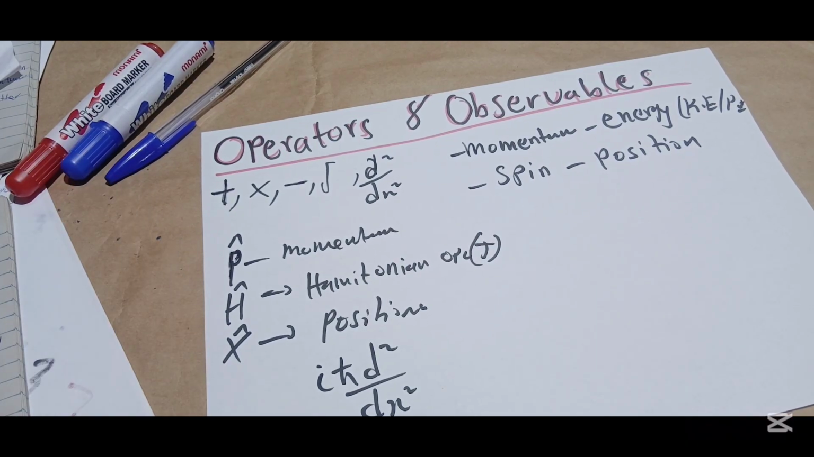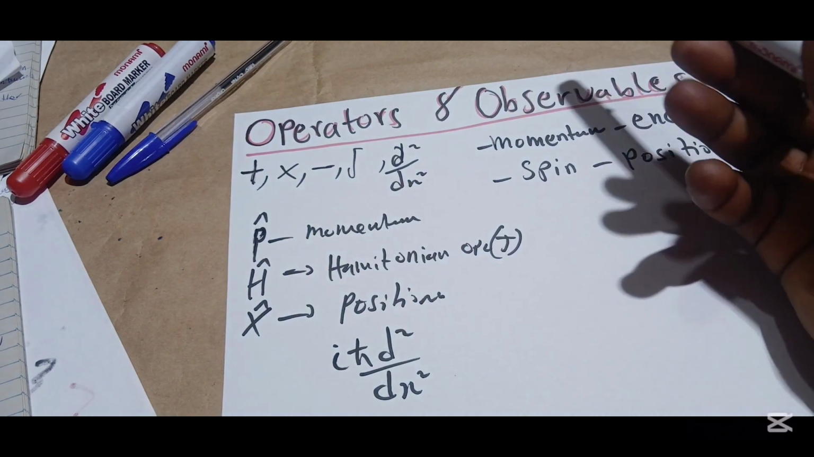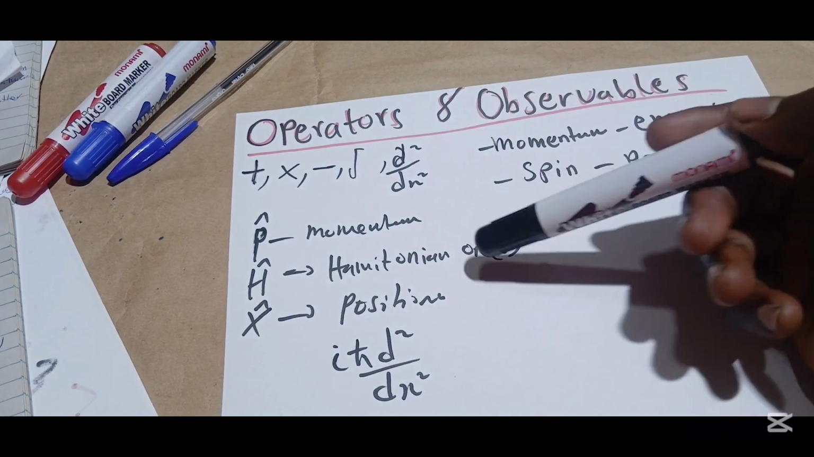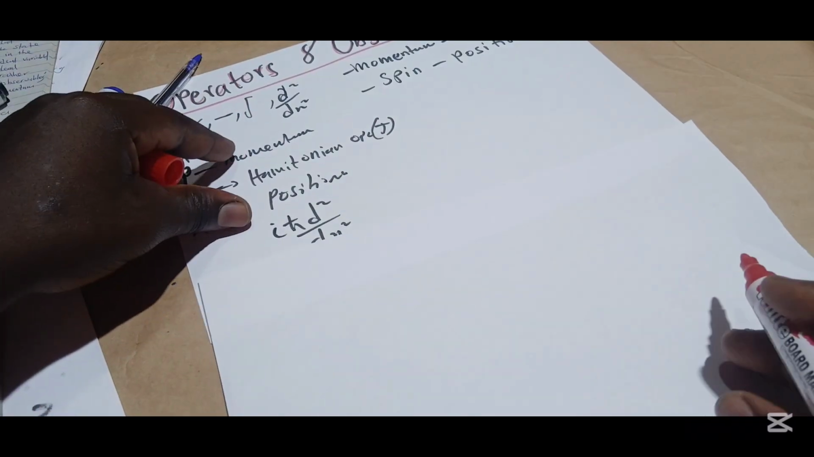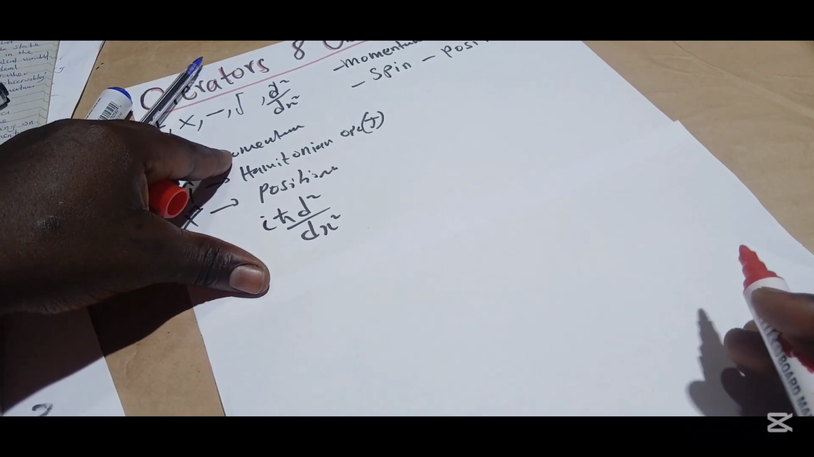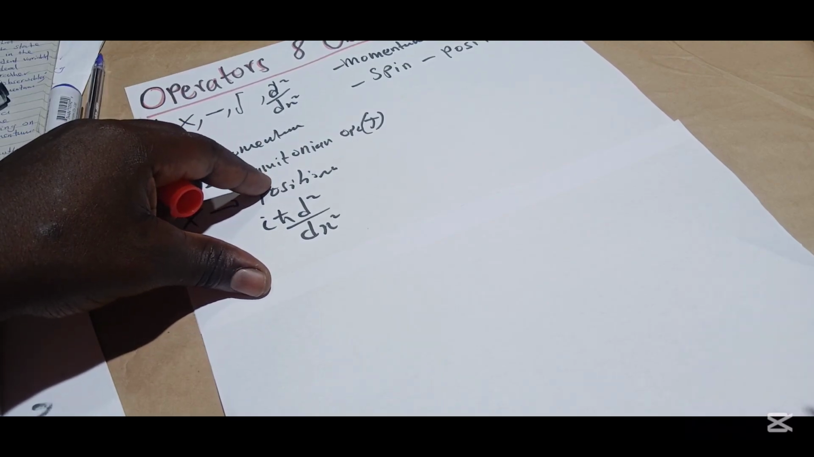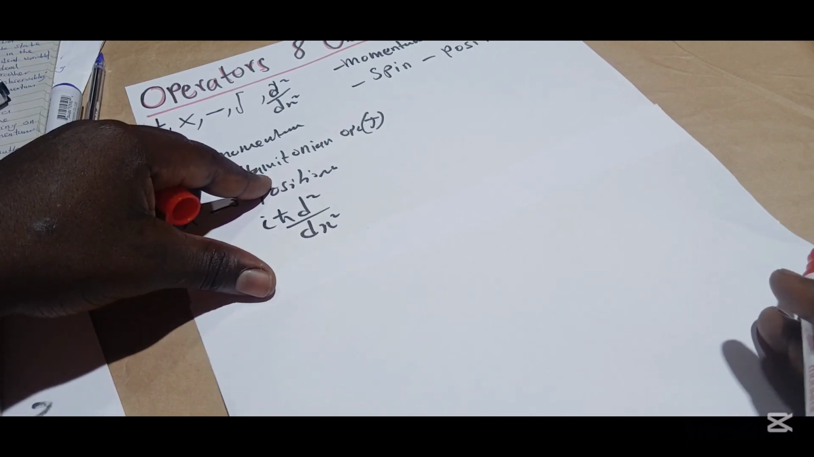So now, one will ask, why do we need different operators in quantum mechanics? Why do we need an operator for momentum, an operator for the Hamiltonian, the total energy of a system, and position? Why do we need them? We need them because we are trying to understand things at the quantum level, like how we were able to understand them in classical physics, right?